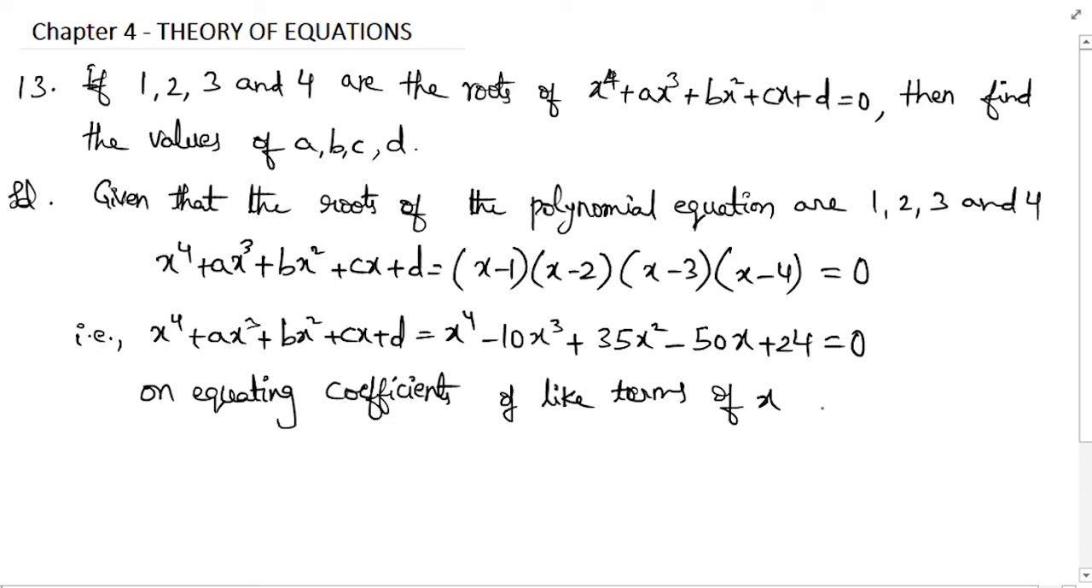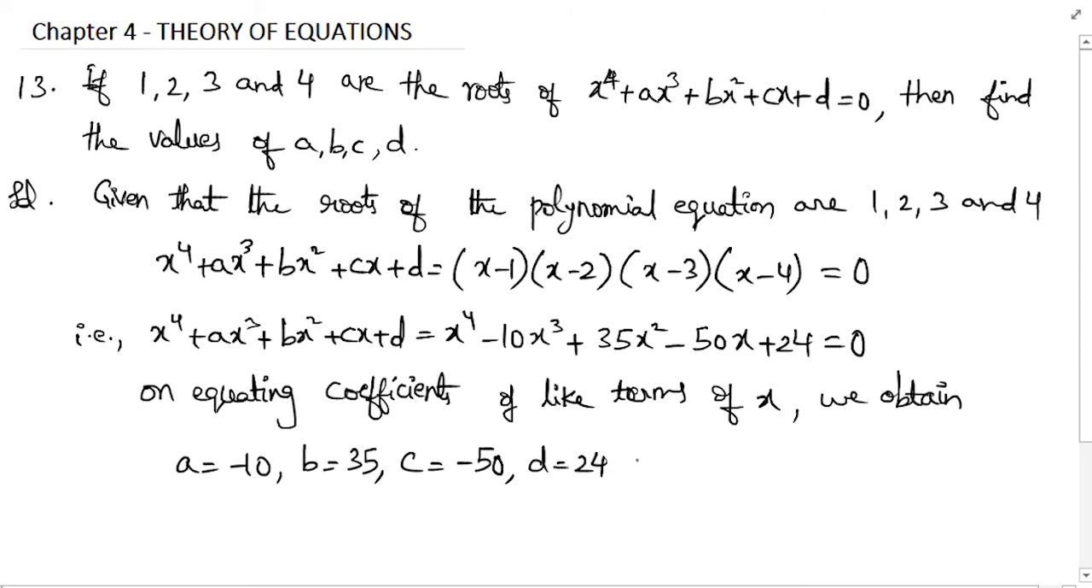Now on equating the coefficients of like terms of x, we obtain a is equal to minus 10, b is equal to 35, c is equal to minus 50 and d is equal to 24. By comparing these two, I have got this equation in this form. Just by comparing the coefficients of like terms, I got the answer. Here it is ax cube and here it is minus 10x cube, so a will be equal to minus 10. Similarly, you have to find b, c and d. So this is the required solution.